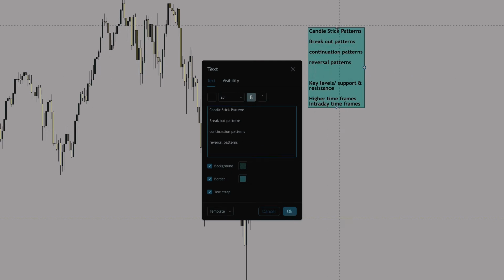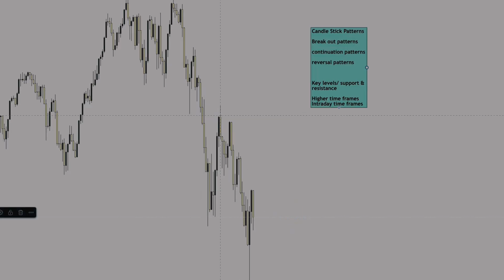The candlestick patterns that I will be introducing and teaching you need to line up on key levels of support and resistance on the higher time frames and or the intraday time frames for these trade setups to be highly probable, to have a greater probability of working out in your favor than not. So write this down if you haven't already.